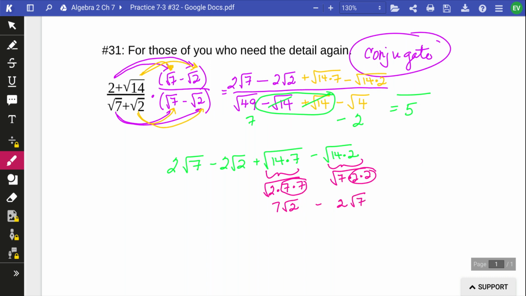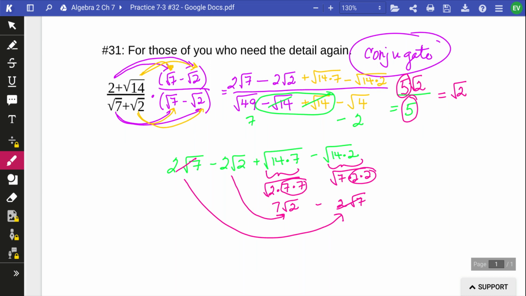So you'll notice now that I have some like radicals. I have negative 2 root 2, and I have 7 root 2. I also have 2 root 7 and a minus 2 root 7. And those two then cancel. So we're left with just 7 root 2 minus 2 root 2, which is 5 times the square root of 2. You'll notice that we have a 5 in the numerator, 5 in the denominator. Those will cancel, so we're left just with the square root of 2.